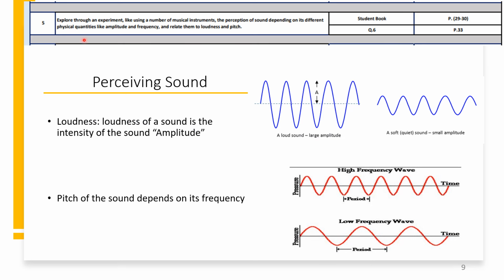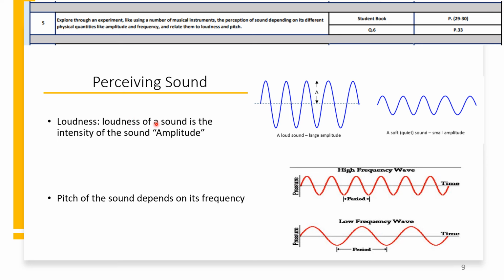Point number 5, talking about an experiment using a number of musical instruments, the perception of sound depending on different physical quantities like amplitude and frequency. So here in the blue, we see two different waves. What's the difference between both of them? It's the amplitude. When the amplitude is different, we're talking about the loudness.